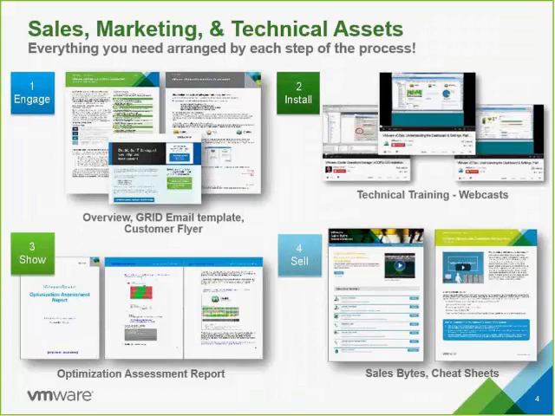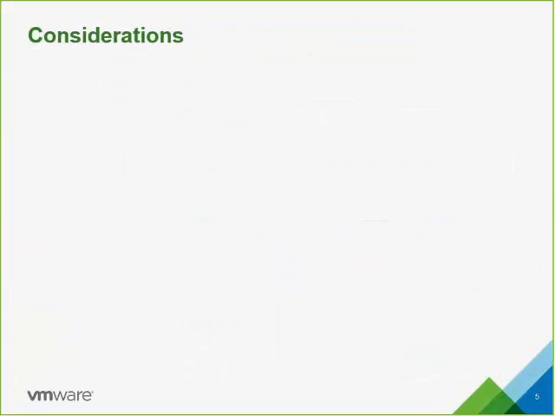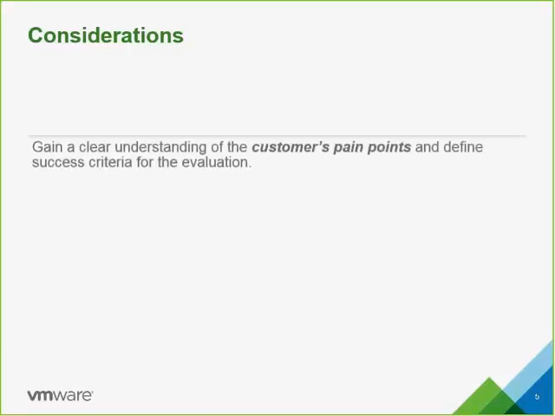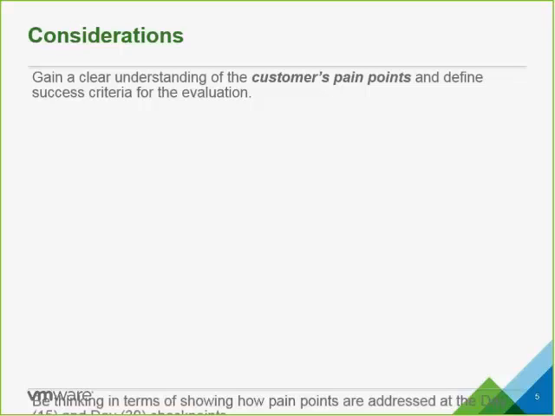Some of the sales and marketing assets are organized into these 4 main steps: engage, install, show, and sell, making it easy for you to execute very quickly. It also includes the new grid email campaign, so you can easily create demand and set up appointments. Again, I know this is more of the sales and account manager side of the house, but even as an engineer, you need to understand all the processes associated with it and what's entailed, even for the sales and account manager.